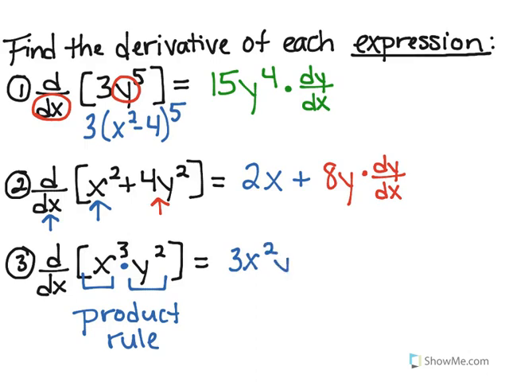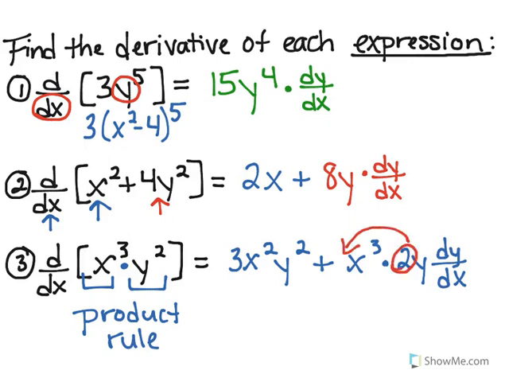And then I leave the y squared alone. No dy/dx here because I didn't change the y term. Plus, now I do x cubed, leave it alone, times the derivative of y squared, which is 2y. Since it's a y, I do times dy/dx. And as far as cleaning this up goes, just put your coefficients out in front.